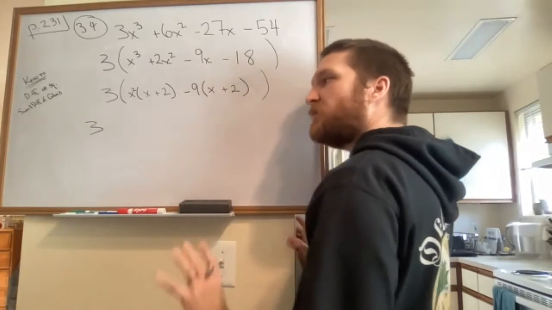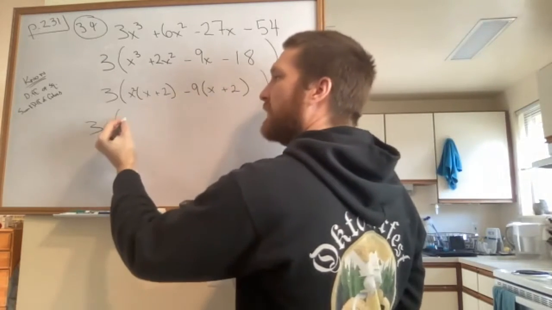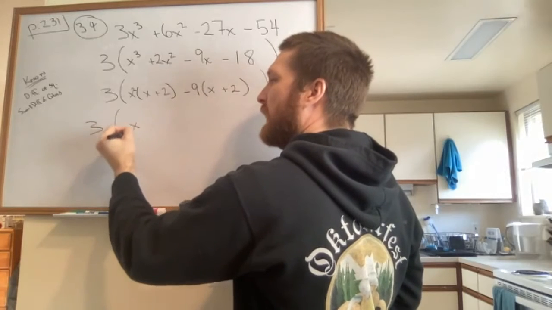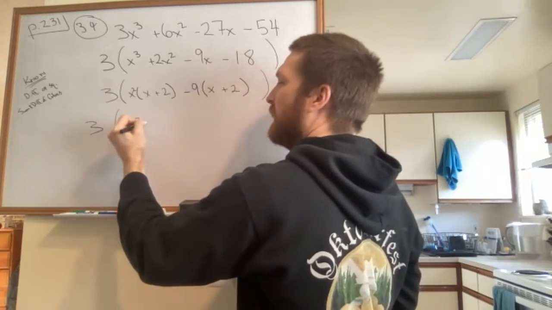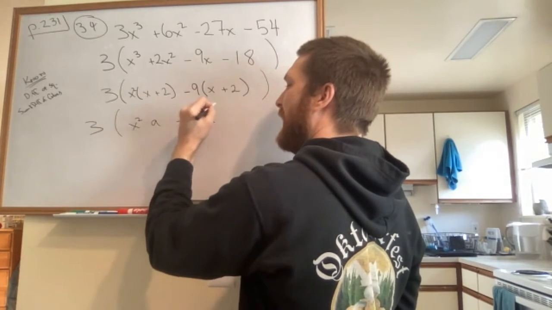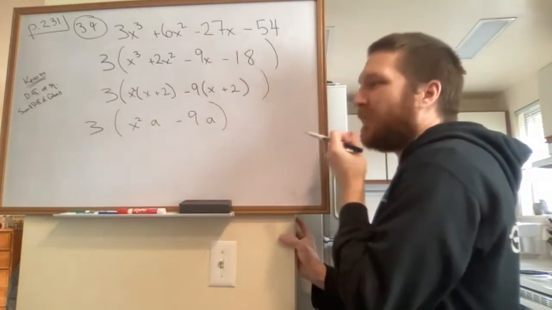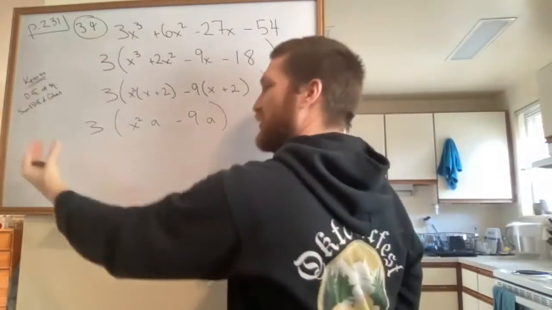Let's use what we did earlier and just think about this. Remember earlier when I said, well, this and this are the same thing. What if I just called it A, so it's A minus 9 times A? Is there a common factor there that I could pull out? Yes, you can pull out the x plus 2.